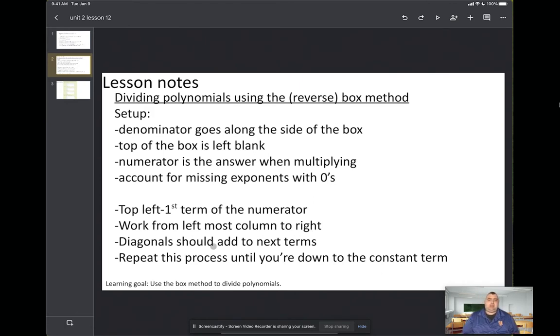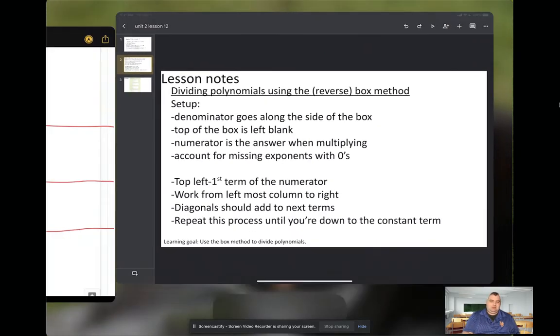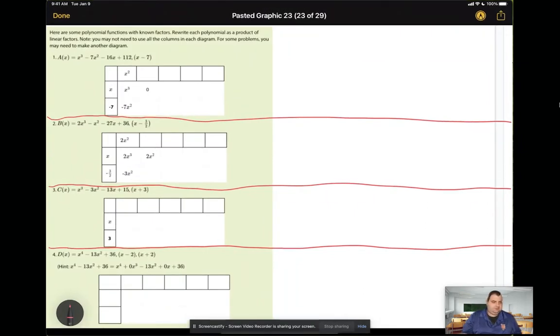The diagonals should add to the next terms of the numerator. And the key is we're going to repeat this until we get to our constant term. So let's look at our examples here. Here are some polynomial functions with known factors. Rewrite each polynomial as a product of linear factors. Note you may not need to use all the columns in each diagram. For some problems, you may need to make another diagram.